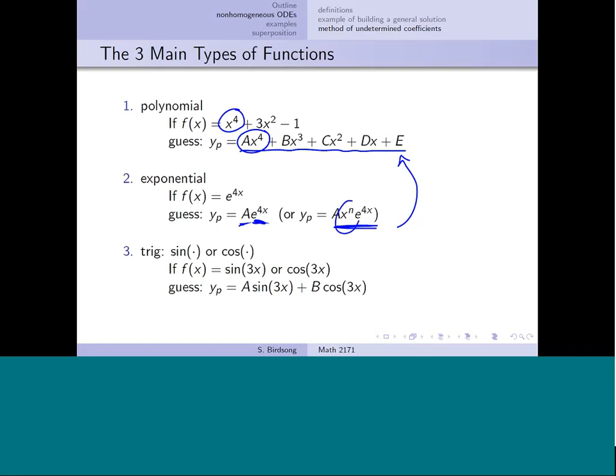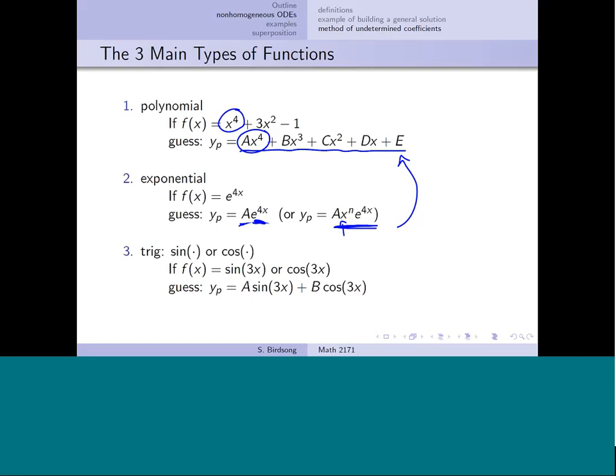There are some things that can happen to this guess, and honestly, it can happen up here too. The only time that you would actually need to multiply by an additional copy of your independent variable is if this function for your guess actually matched one of your homogeneous solutions. That happens most frequently with the exponential form, but this same trick does occur in any of these three cases.